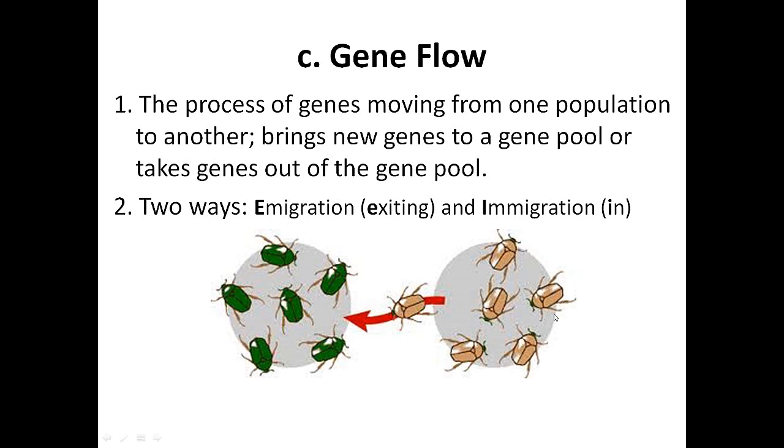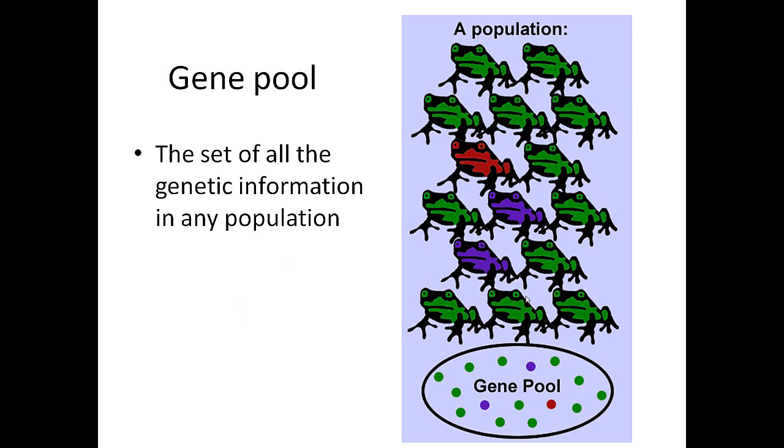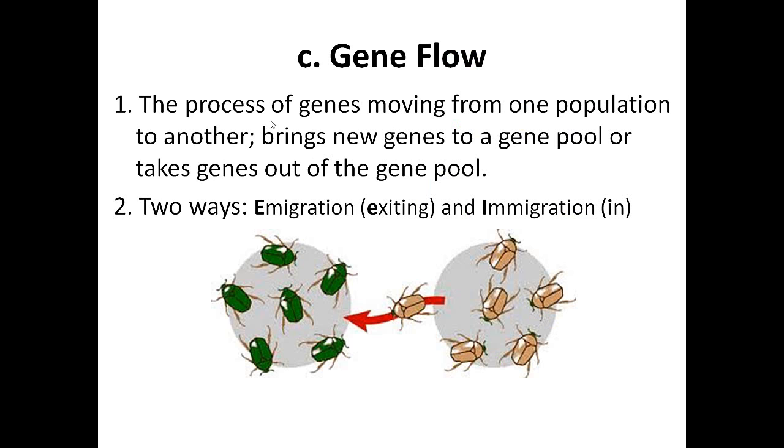We have a brown beetle exit its population, and enter this green population, and now it just brought a new trait with it. It brought a new gene, or a new allele of the gene. So now you'd have some brown in here, plus green, and then over here it would still be only brown. That can drive evolution.